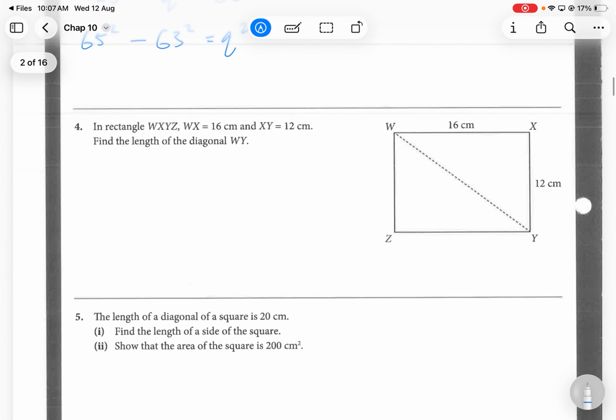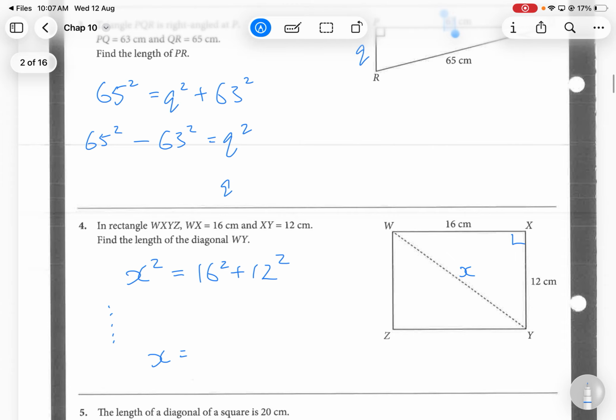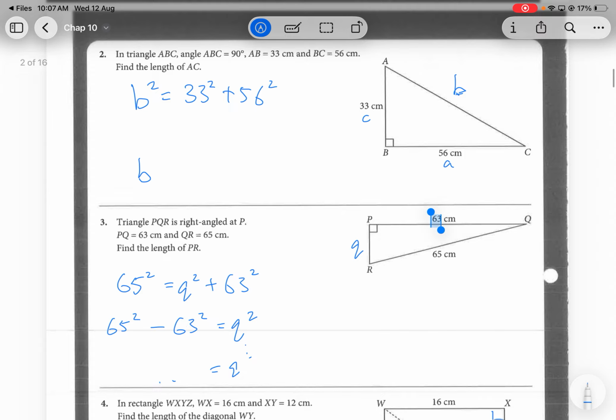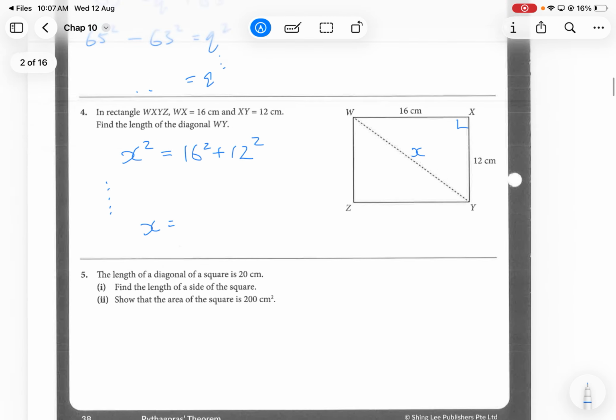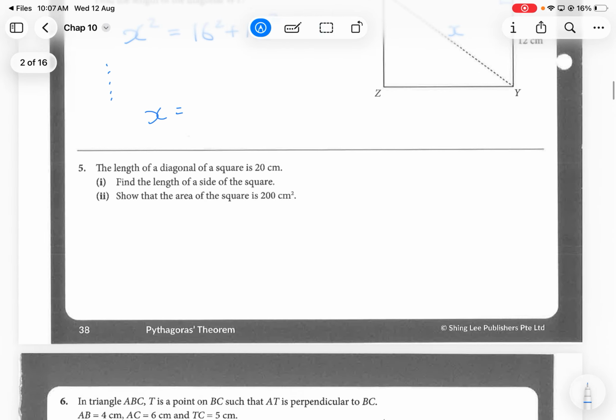Question 4. Rectangle. Rectangle means 90 degree. 90 degree, I want to find the diagonal. This time I can call it X. Longer side, which is the diagonal, square equals to 16 square plus 12 square. Then same. Finally, what is X? What don't you understand? Remember, every right angle is a right angle. Don't understand question 5.